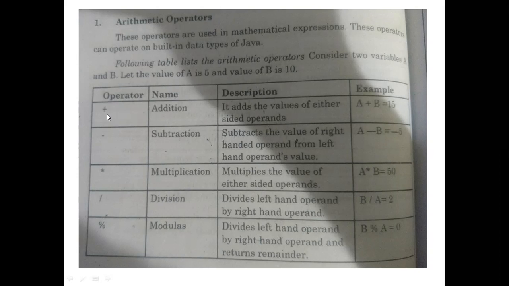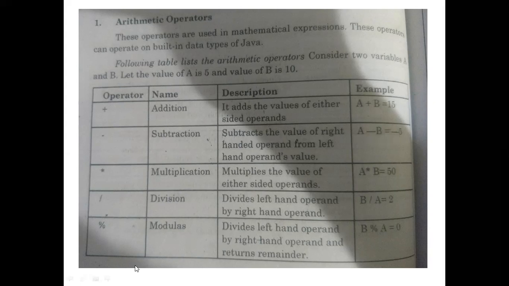These are operators. This is plus, addition. So if I write a plus b, then what is the value of a? 5. Value of b is 10. So a plus b equal to 15. So it adds the value of either sided operands. Next is subtraction. So a minus b: value of a is 5, value of b is 10. So a minus b equal to minus 5. So it will subtract the value of right-hand operand from left-hand operand's value.